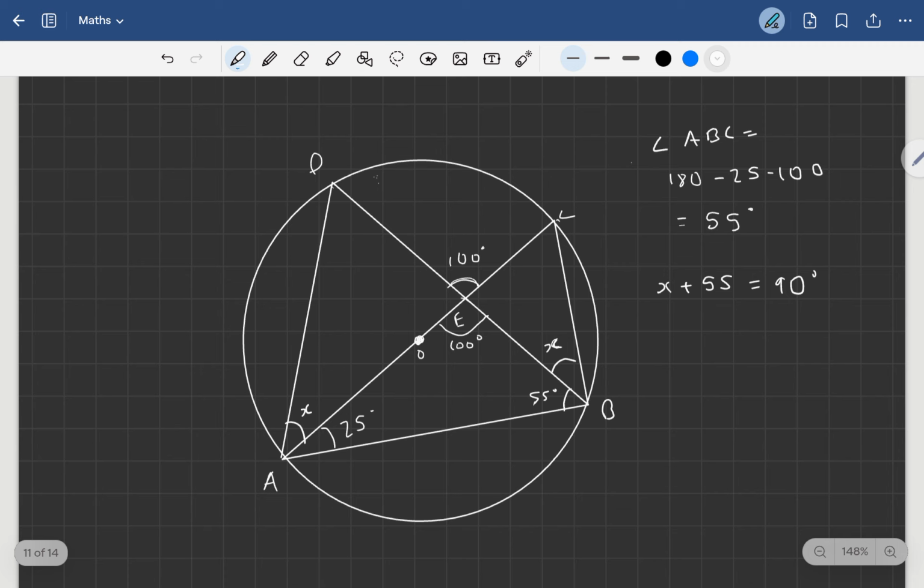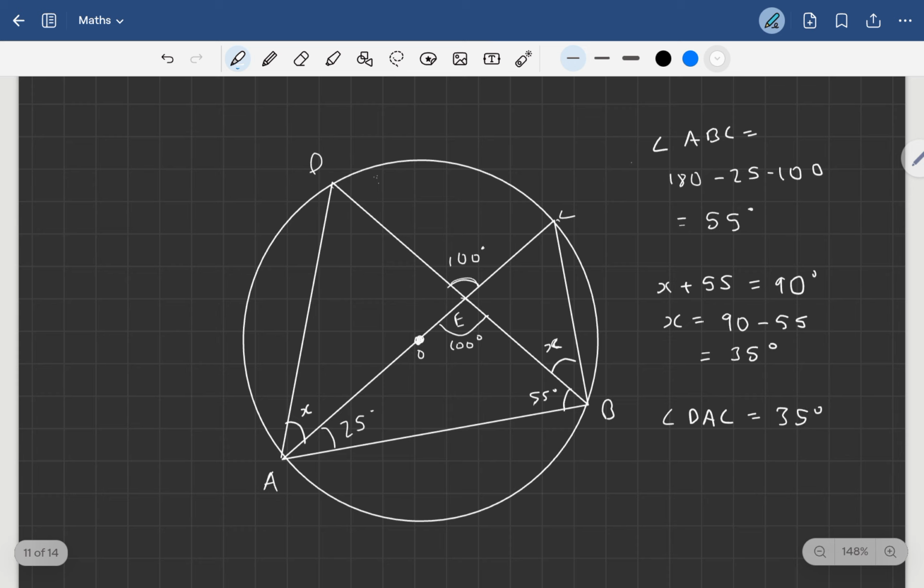Now I can rearrange the equation to get X is equal to 90 minus 55. And that is equal to 35 degrees. Okay? So we know that angle DAC is equal to 35 degrees. Hopefully that makes sense, guys.